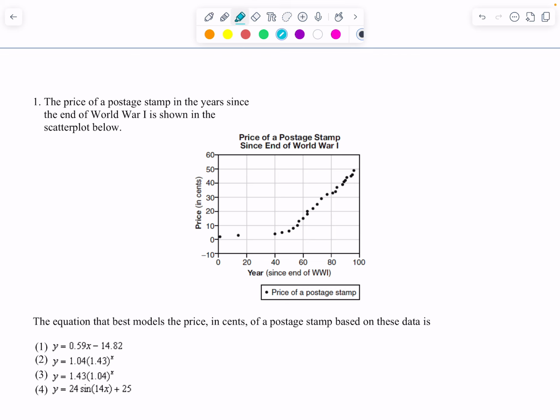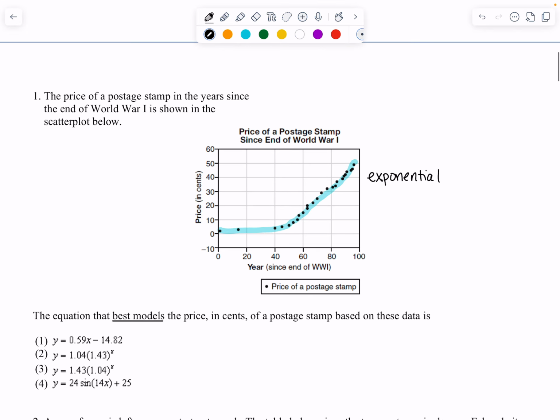If I just look at the shape of this, trying to maybe connect these points, but not really because they're not in a perfect exponential shape, they look pretty exponential overall. And then I look at these choices below. They're trying to have me pick out the equation that best models the price based on these 4 choices. So as I'm looking, exponential would mean that I need to have x in the exponent. So that means choice 1 and choice 4 are no good.